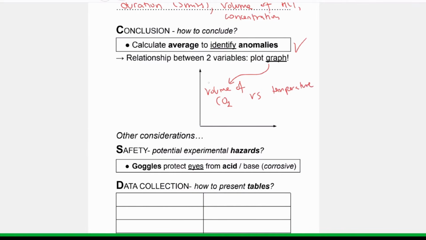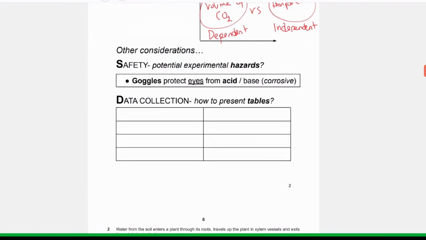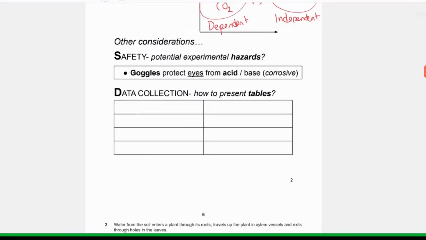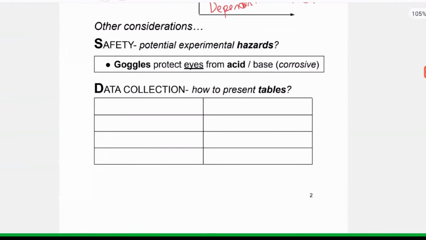Remember that the volume is what we're measuring, which is the dependent variable. And the temperature is what we're changing. It's the independent variable. There are, however, other considerations. In certain papers, you might be asked to talk about the safety, in which when you're dealing with acids, you need goggles to protect your eyes.